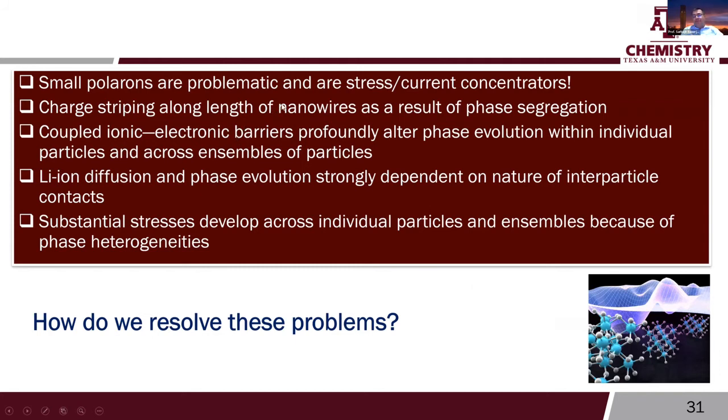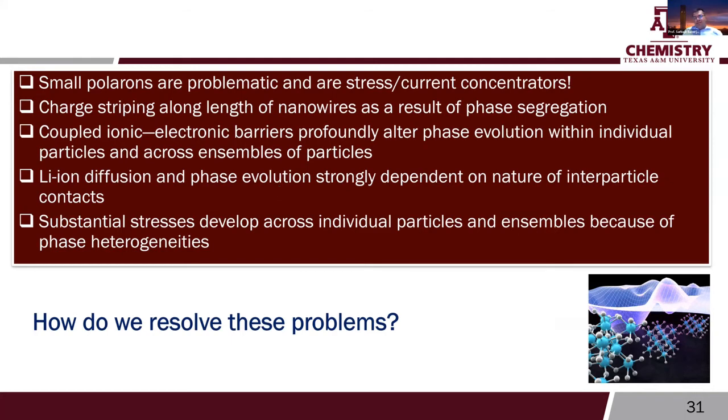So small polarons are forming and are essentially a means of stress in current concentrators. We see things like charge striping along nanowires as a result of phase segregation. You see coupled ionic electronic barriers, and the lithium-ion diffusion phase evolution is strongly dependent on particle geometry.